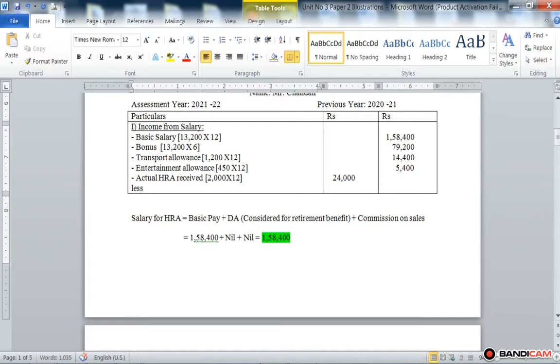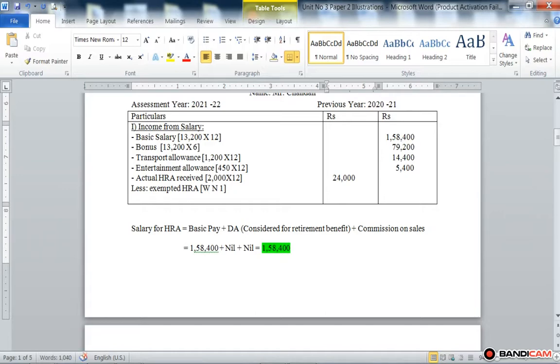Here, less exempted HRA as per working note number one, that is 14,160. The remaining balance is taxable. So deduct 14,160 from 24,000, that is 9,840. It's taxable. Got it? Then next.